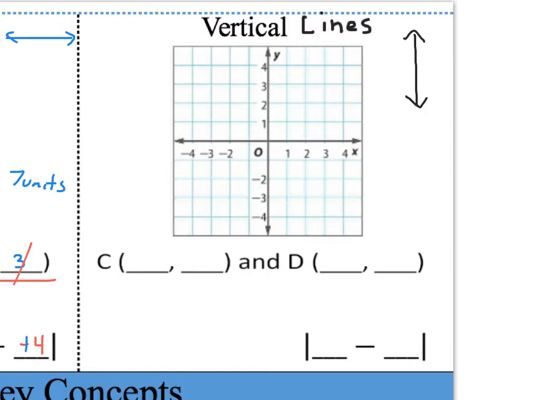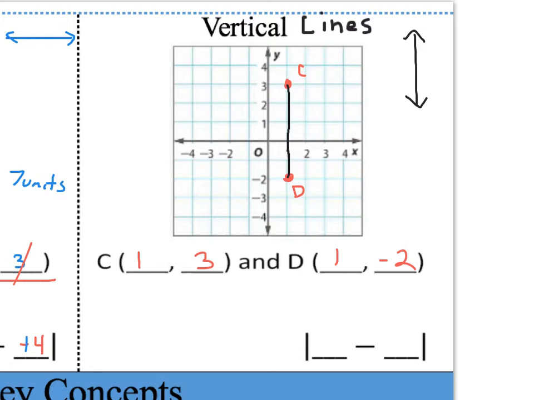So let's go ahead and pick some points and plot them on the grid. So for point C, we're going to use 1, 3, and for point D, we're going to use 1, -2. So on the coordinate plane, this is the location of point C, and this is the location of point D. What I can do is connect these two coordinates with a solid line and make a vertical line.